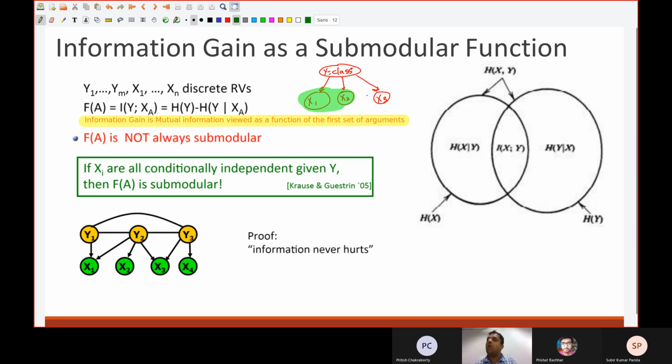I'm trying to see how informative XA is, viewed as a function of A. Y is kind of fixed. I don't want to keep changing the classes, obviously. I don't want to say information of one set of features with respect to class 1 and another set of features with respect to class 2. That makes no sense, right? So this is XA.